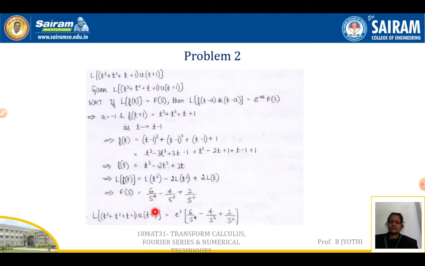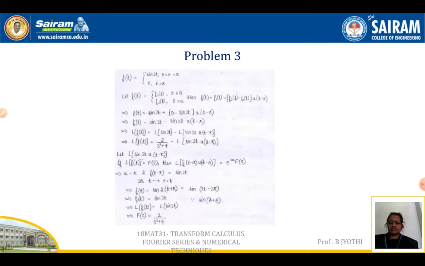That gives us 6 by s power 4, that is 3 factorial by s power 4, and 2 factorial by s cube. So already 2 is there, so it is 4 by s cube plus 2 into L of t is 1 by s square. That gives us 2 divided by s square. Therefore, it is equal to e power s into 6 by s power 4 minus 4 by s cube plus 2 by s square. So this is the answer.